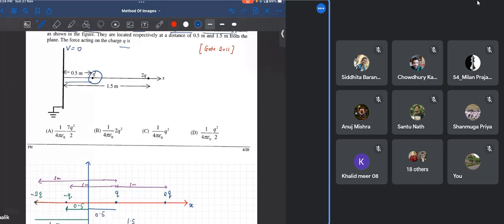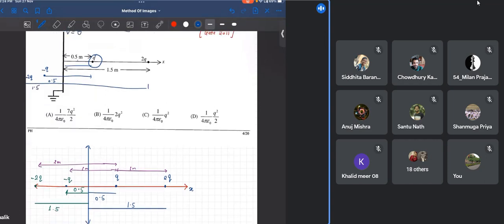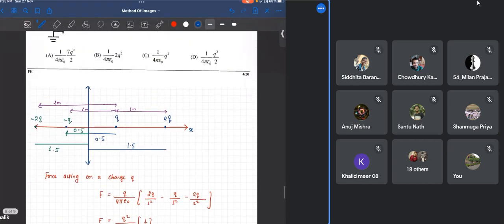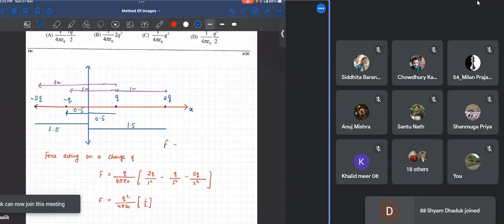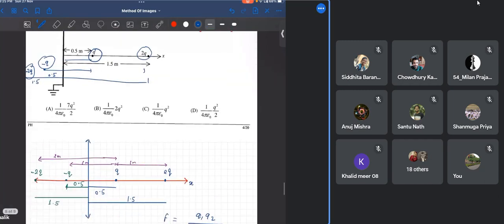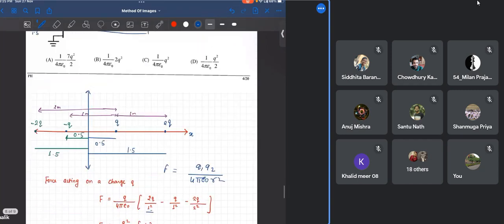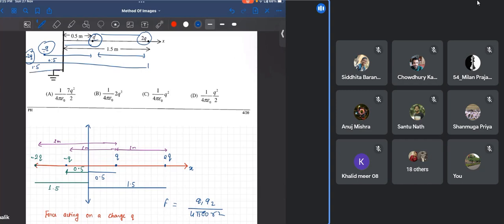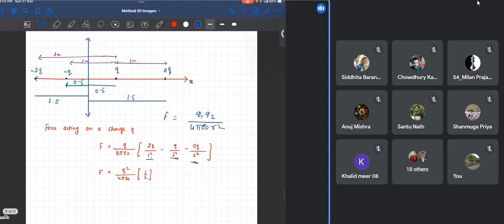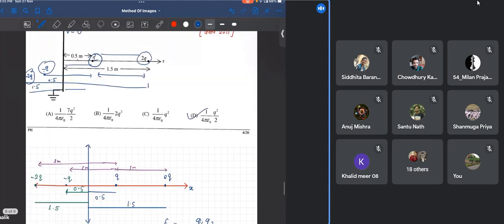We already know that to solve this problem, we have to create a similar charge minus Q at a distance of 0.5, and another charge minus 2Q at a distance of 1.5 on the other side. So on this charge Q, there is a force due to the charges 2Q, minus Q and minus 2Q. The force is given by Q1 Q2 upon 4 pi epsilon naught r square. I think you know this thing, Coulomb's law. The 2Q charge is placed at a distance of 1 meter from this charge. So the distance is 1 meter for 2Q. This is also 1 meter for minus Q, and for minus 2Q it is 1.5 plus 0.5, so this is 2. So the total force is Q square upon 4 pi epsilon naught into 1 by 2. So this is the correct answer in this question.